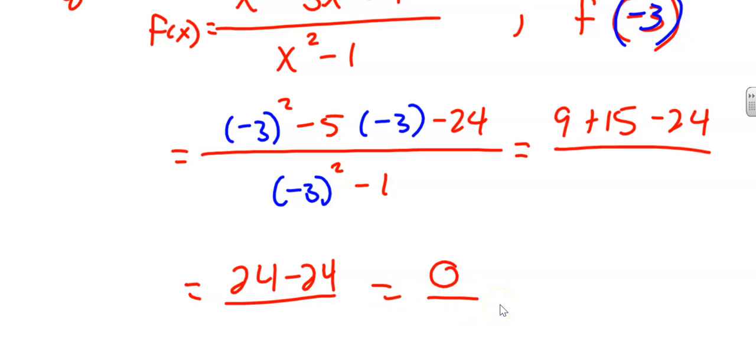Now, from this point, it all depends on what the bottom number is. If the bottom number is 0, it's undefined. But in this case, the bottom number is going to be 8. And as long as we get 8 on the bottom, if you take 0 and divide it by 8, that should just be 0 for the answer.